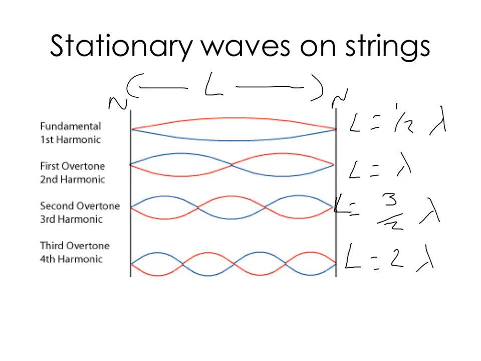This pattern is repeated again for the third overtone, or the fourth harmonic, where you've got 2 wavelengths there, and again 1, 2, 3, 4 antinodes, and counting the nodes, 1, 2, 3, 4, 5 nodes. This will repeat in the same format where you just add in an extra half of a wavelength each time for the fifth harmonic, and so on and so forth. That brings us to the end of stationary waves on strings.